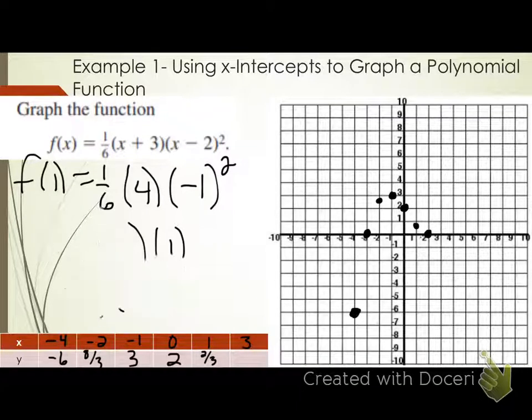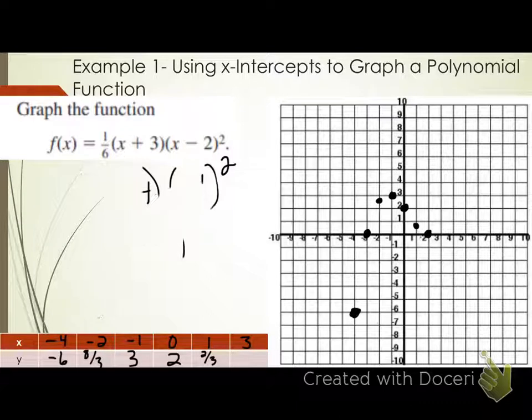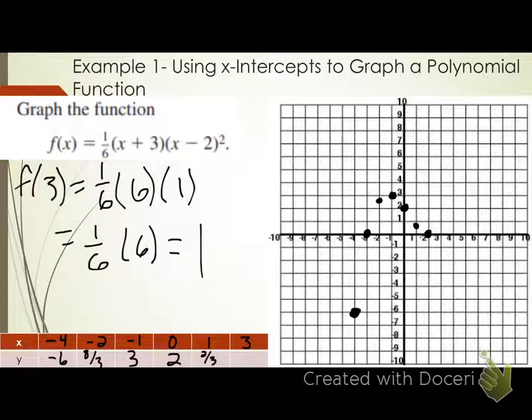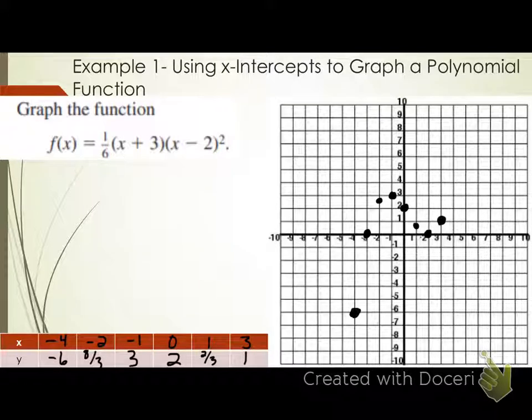And then lastly, plugging in positive 3. 3 plus 3 is 6. 3 minus 2 is 1. 1 squared is 1. 1 times 6 is 6. 1/6 times 6 gives me positive 1. So (3, 1). Now I've got a bunch more ordered pairs graphed that are actually on the graph of my polynomial function.